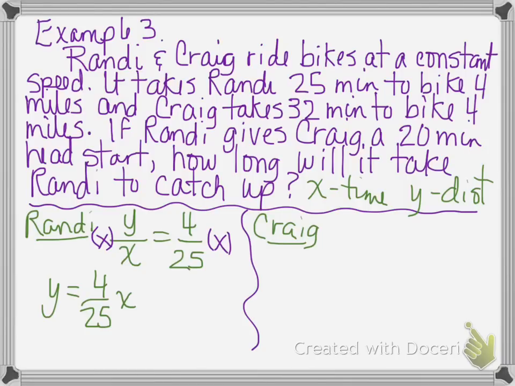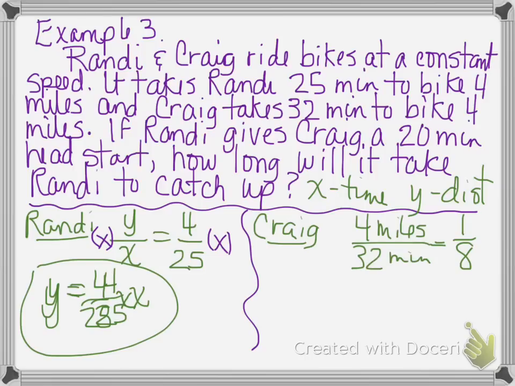Okay, so Randy's just going at 0 minutes. He's heading out, not taking a head start. But Craig is taking a head start. So we have that Craig can go 4 miles in 32 minutes, and we can simplify that down to 1 mile every 8 minutes. And this would be our equation for Craig.